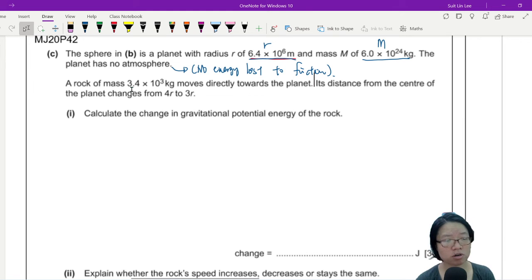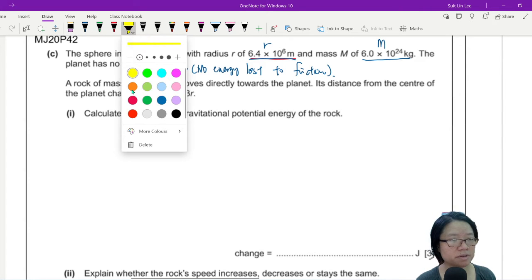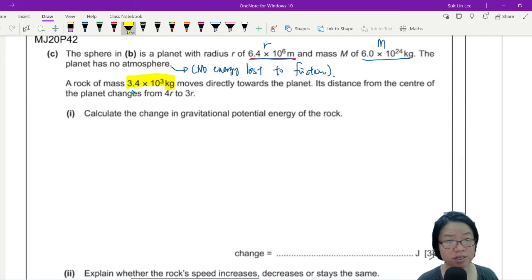So we have a rock of mass 3.4 times 10 to the power of 3 kg. So this is my rock. And it moves directly towards the planet. Its distance from the center of the planet changes from 4R to 3R. Calculate the change in gravitational potential energy of the rock.